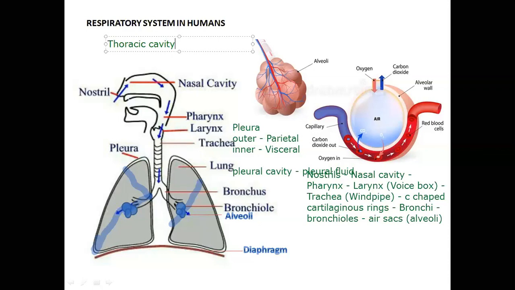From the abdominal cavity. Which cavity is the abdominal cavity? The abdominal cavity is where my stomach and everything is, small intestine, large intestine, all these. So that is the abdominal cavity. The thoracic cavity is separated from the abdominal cavity through a membrane known as the diaphragm. Diaphragm is a muscular sheet, made up of muscle, which separates the thoracic cavity from the abdominal cavity.